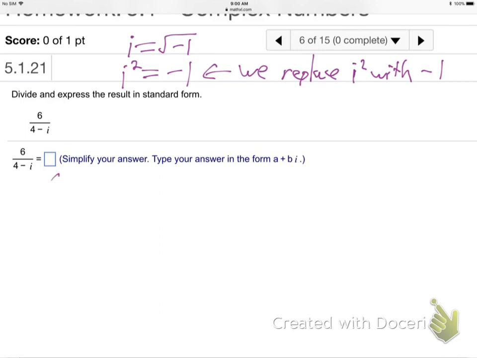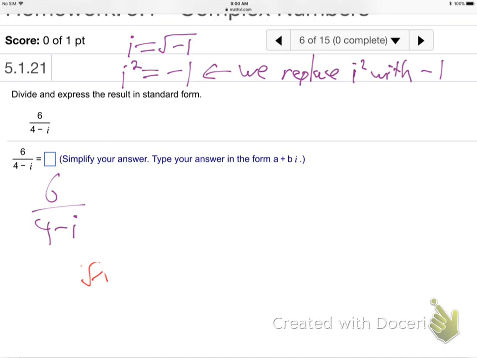Okay, so what do we do with 6 over 4 minus I? How do we handle it? That I in the denominator really means the square root of -1. So that really means a square root in the denominator, doesn't it? And remember how we never leave square roots in the denominator? That's the issue here. When you see an I in a denominator, you should think, oh, that's a square root, and we don't leave square roots in the denominator.